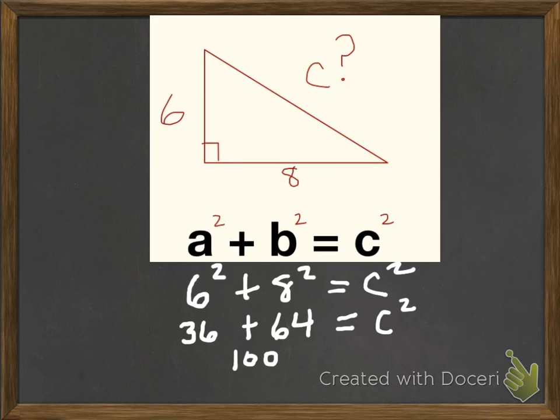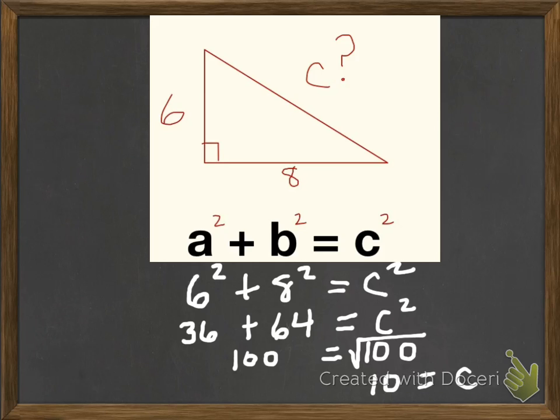But we have to find the number that we would square to get that. So we know that c squared equals 100, but we have to find the square root of 100 to give us the value of c, because c squared is 100. So we know that the value of c is 10. So to recap, we squared our side lengths, we added them together, and then found the square root.